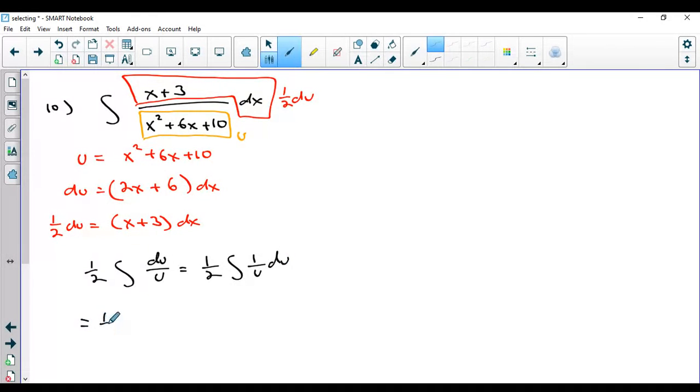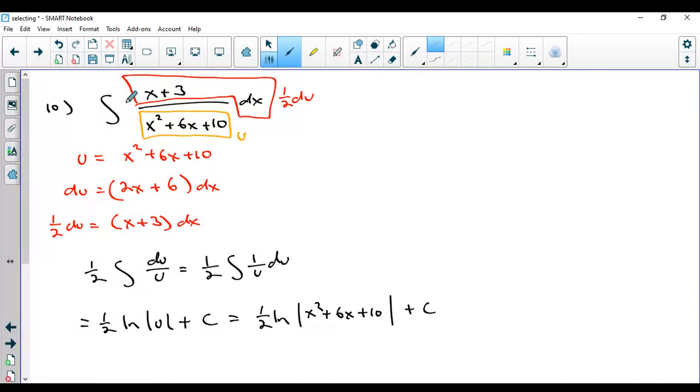Hopefully you're saying absolutely. It's going to be ln absolute value. Maybe the pun was intended there. ln absolute value of u plus c. That's it. That's a function whose derivative is that. And so now you know what u is because you picked it. So it's going to be ln absolute value of x squared plus 6x plus 10, and then plus c, and then call it a day. And that's going to be your answer.